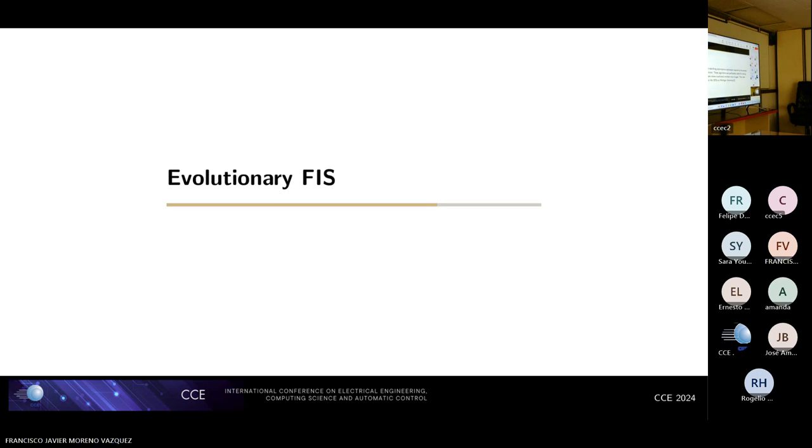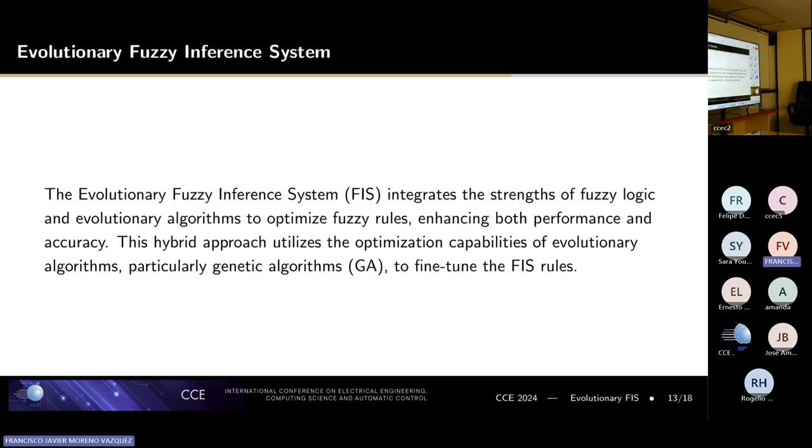Now, the evolutionary fuzzy inference systems. This system integrates the strengths of fuzzy logic and evolutionary algorithms to optimize fuzzy rules, enhancing both performance and accuracy. This hybrid approach utilizes the optimization capabilities of evolutionary algorithms to fine-tune the rules of this fuzzy inference system. And I've been talking a lot about fuzzy rules, but what do fuzzy rules look like?